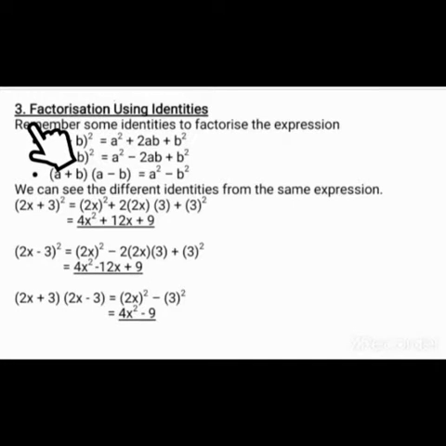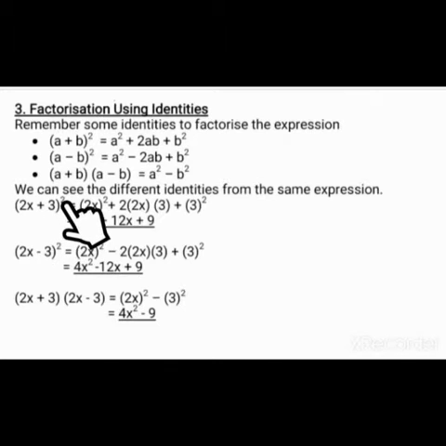Now next, third one, factorization using identities. Remember some identities to factorize the expression. (a plus b) whole square is a square plus 2ab plus b square. (a minus b) whole square is a square minus 2ab plus b square. And (a plus b)(a minus b) is a square minus b square. We can see the different identities from the same expression.